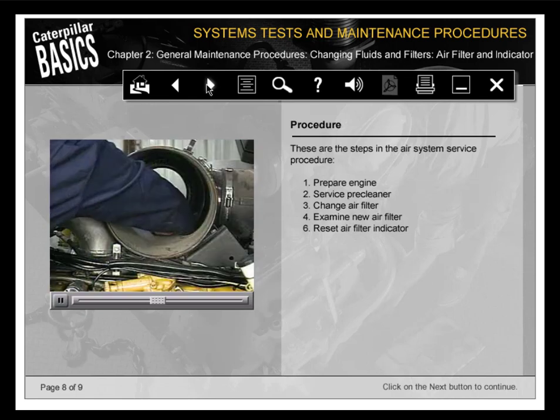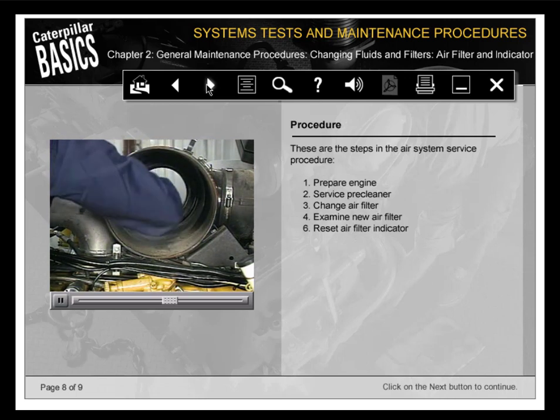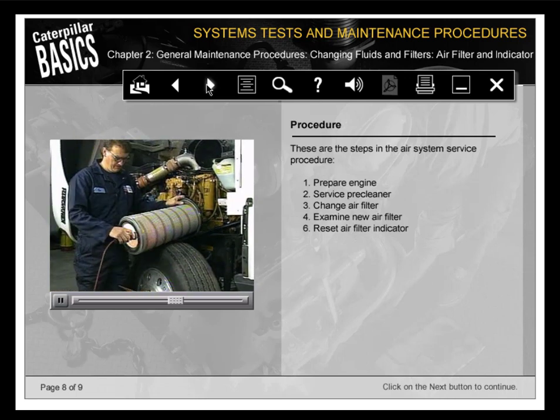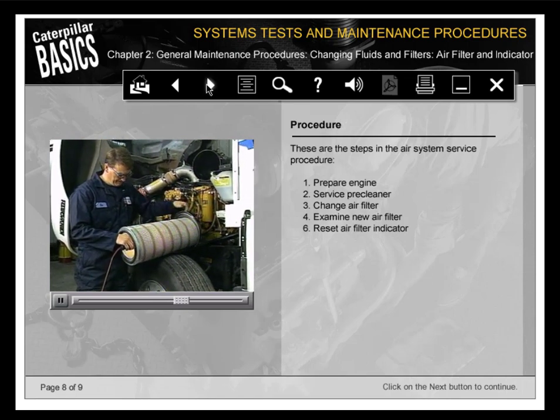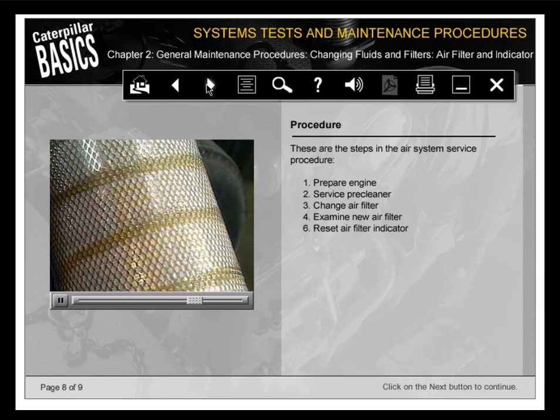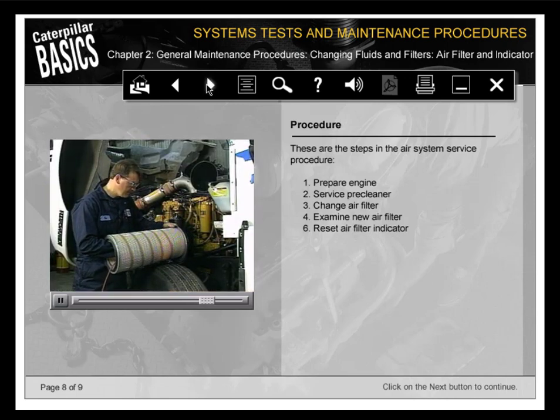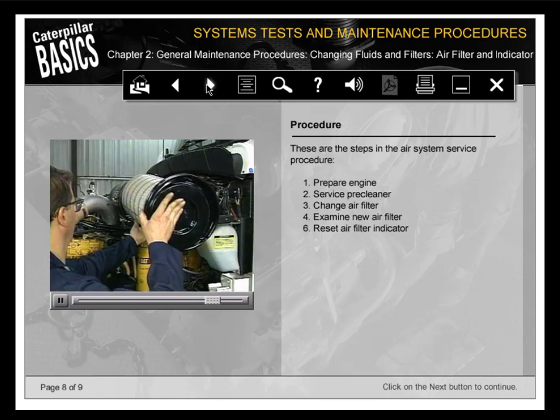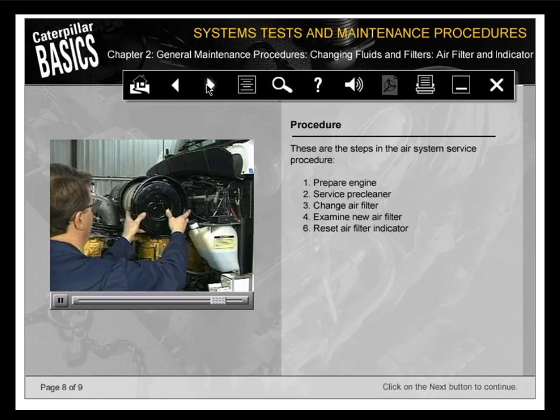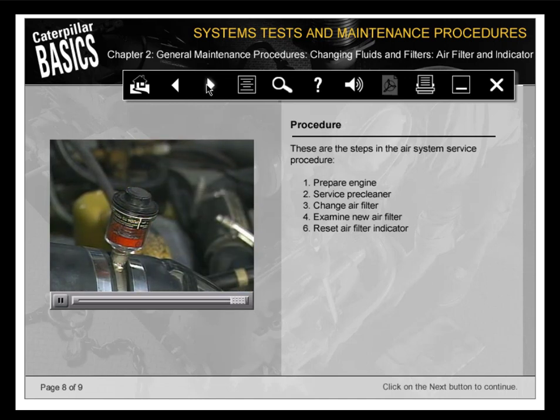Remove the element and clean the housing. After you clean the air intake system, install a new filter. Make sure it is in good condition. Use a light inside the filter to help check for rips and tears. You'd be able to see the light through any holes in the filter. Install the new filter and tighten the connections. Finally, reset the air filter indicator by pressing the reset button if it has one.